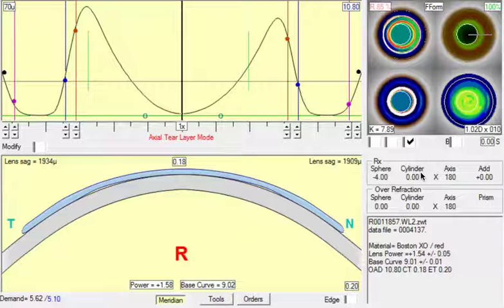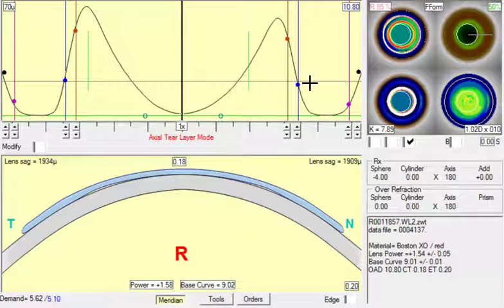So most of the time when we're reducing the cylinder, we can adjust it by changing the sagittal depths of the lens in the horizontal versus the vertical meridians. We don't necessarily have to go to an oval or toric treatment zone. So in this case, I would split it and reduce sag in the horizontal meridian by 5 microns and increase it in the vertical by 10, so we get a net change of 15.